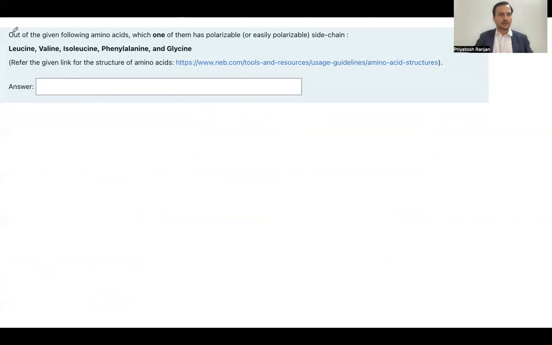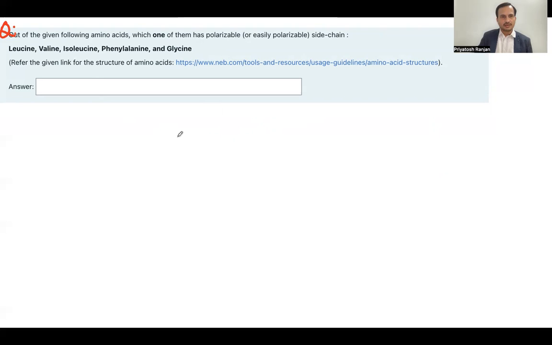Simple question. It's a very simple question. Out of the given following amino acids, which one of them has polarizable or easily polarizable side chain? Link is given for the structure, but it's always good to know the structure. Leucine, valine, isoleucine, phenylalanine, and glycine. So I'm asking out of all 1, 2, 3, 4, 5, which one of them has polarizable side chain?